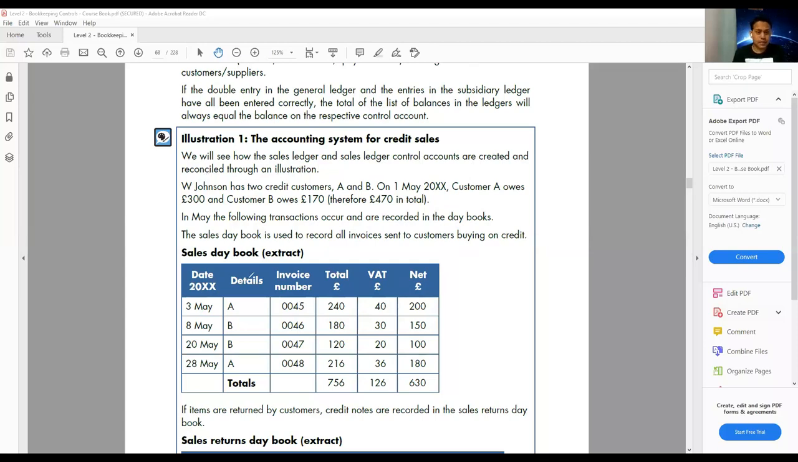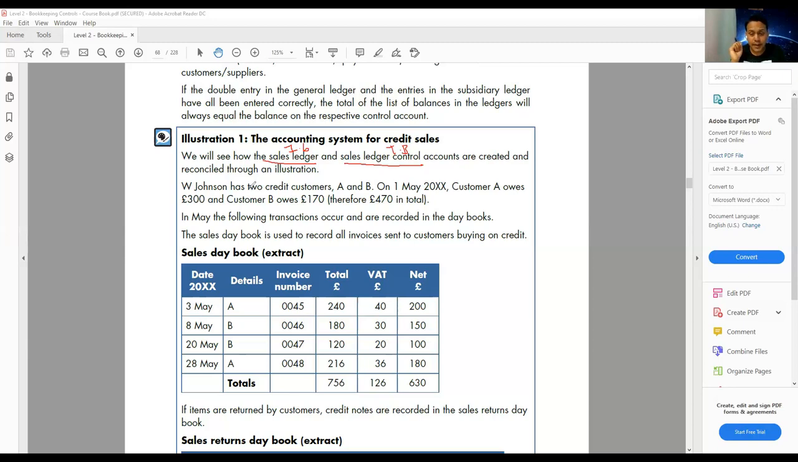All right, so we have sales ledger, that means individual balance, and sales ledger control, total balance. W. Johnson has two credit customers. They can have 200, 2 million, it doesn't matter. If you know the way how to do it, that's the main thing. W. Johnson has two credit customers, A and B.